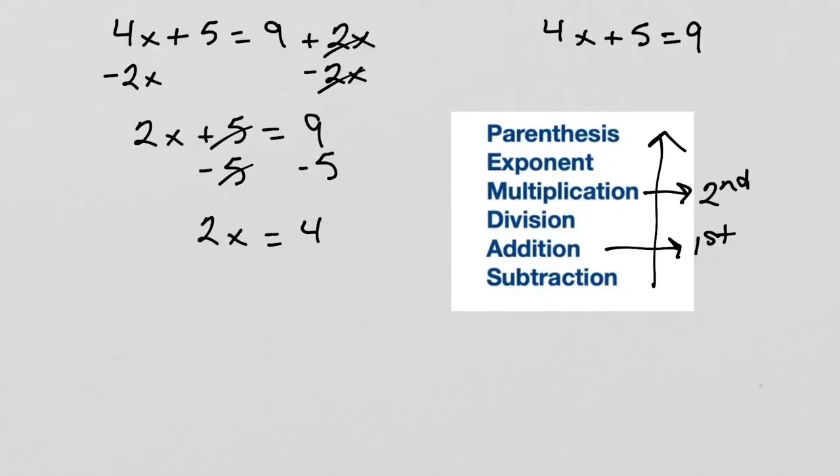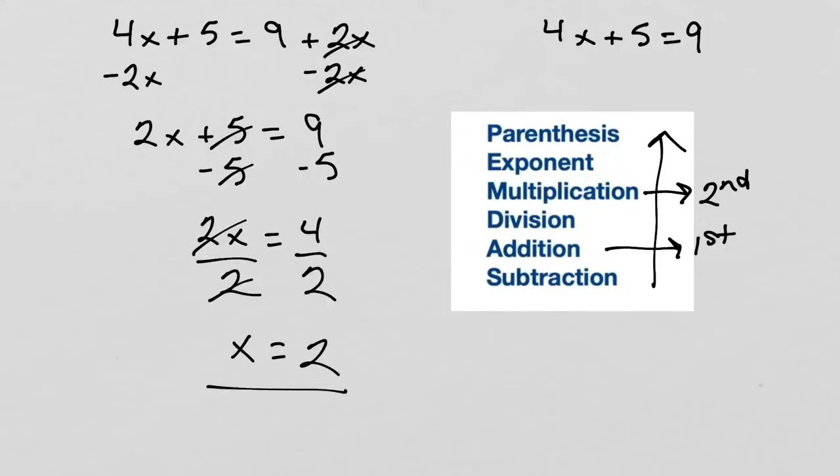Next, we will get rid of the multiplication by 2. We do this by performing the operation opposite on both sides of the equation. So we will divide both sides by 2. The 2 will cancel out. 4 divided by 2 is 2. Therefore, x equals 2.